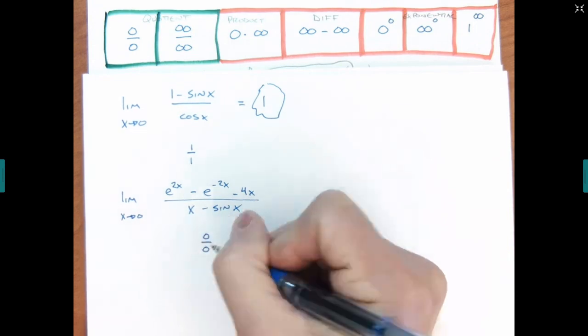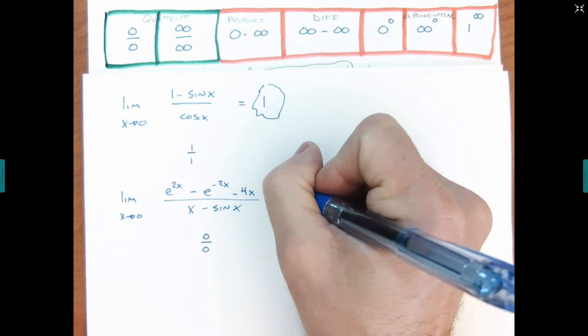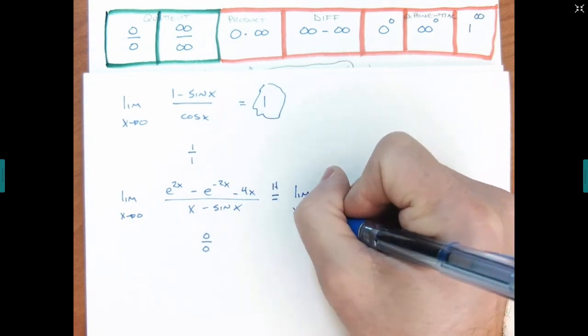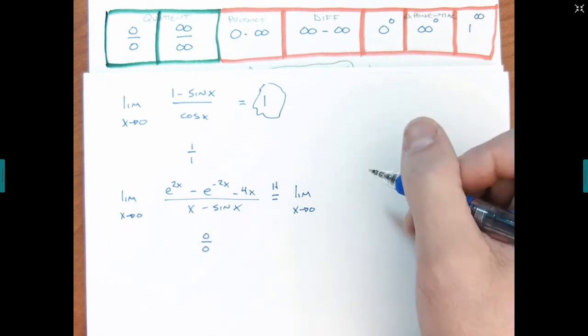Sine of 0 is 0. So I got a 0 in the denominator. A green light to use L'Hospital's Rule. So I'm going to go ahead and do that. And then, of course, I'm going to record my limit statement. And I'm going to take the derivatives.